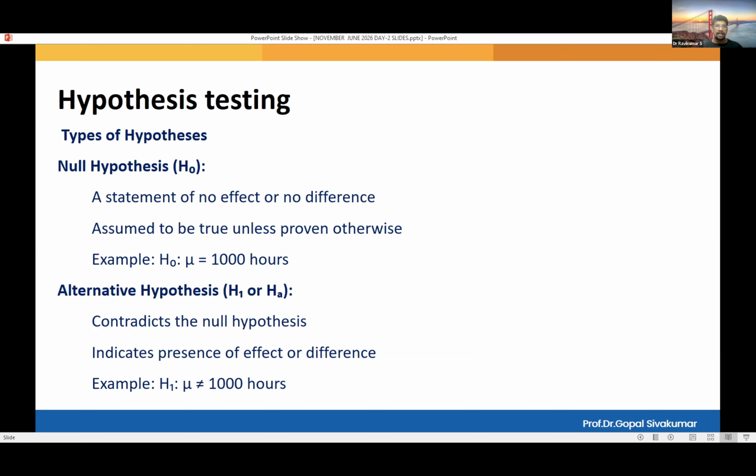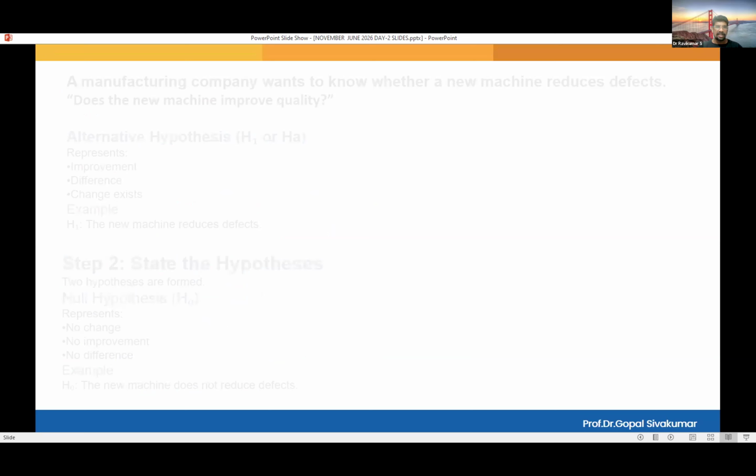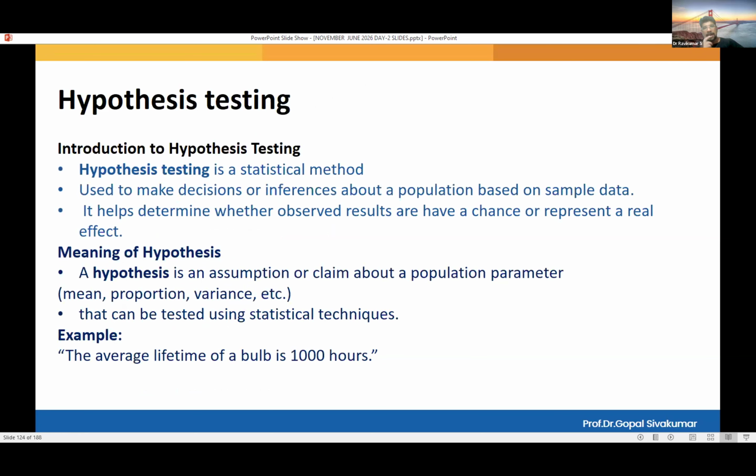Next, I will show you an example. Some of you might be having some difficulty in understanding this. There is a bulb manufacturer, and the bulb manufacturer is making a claim. He says the average lifetime of the bulb which we are manufacturing here is 1,000 hours. All electronic components will be having lifetime in hours only. Similarly, here the manufacturer is making a claim that the lifetime of the bulb is 1,000 hours.